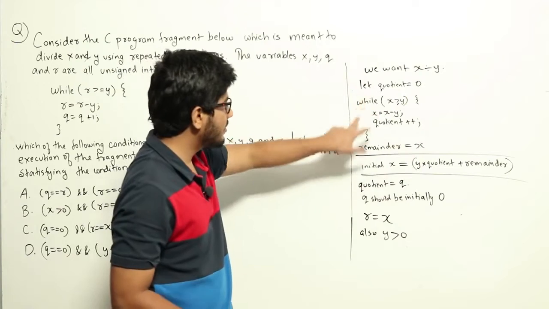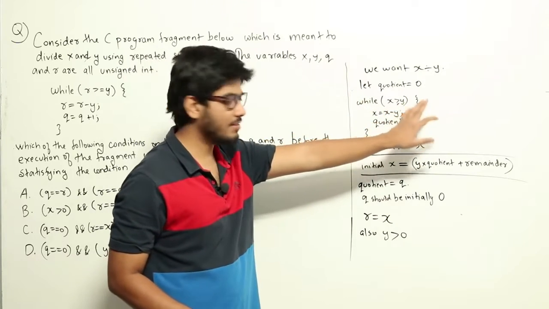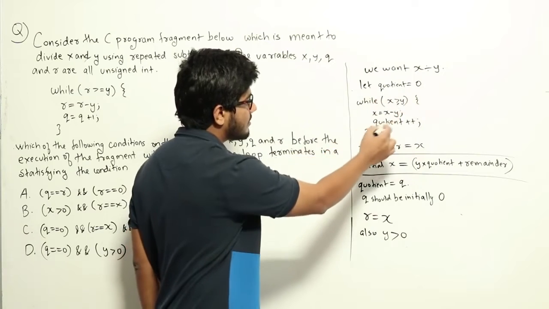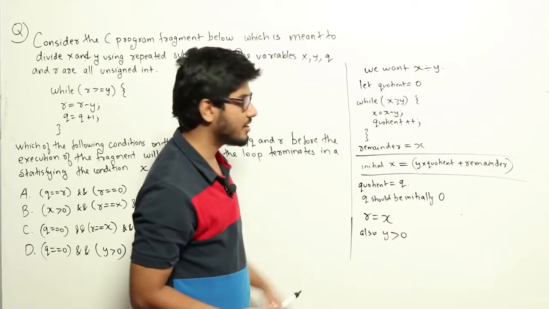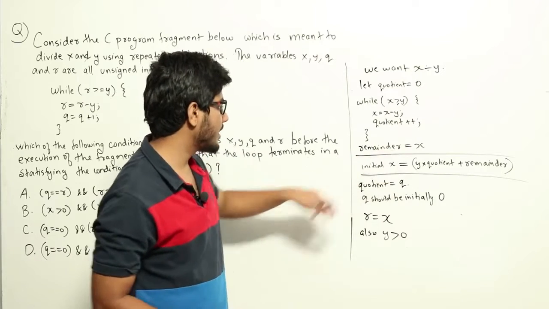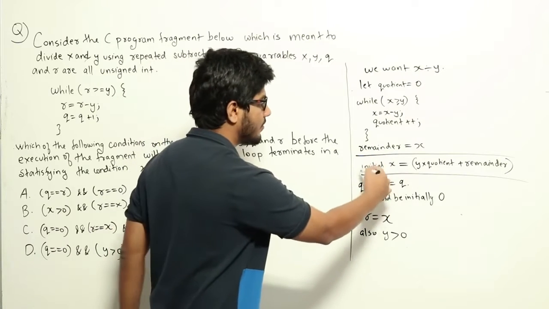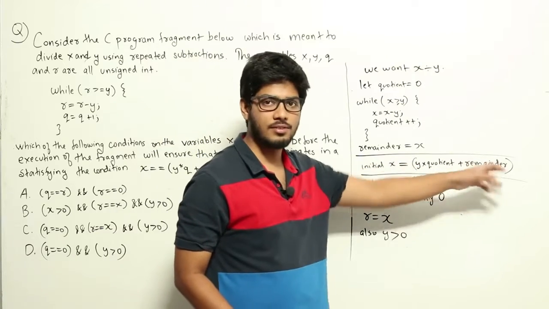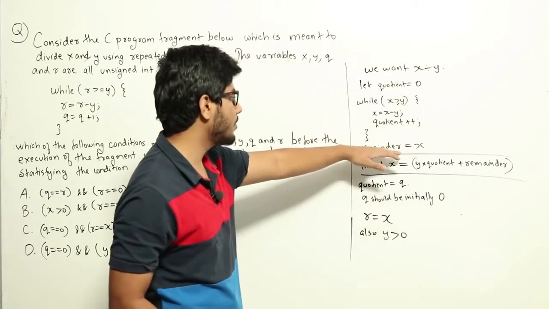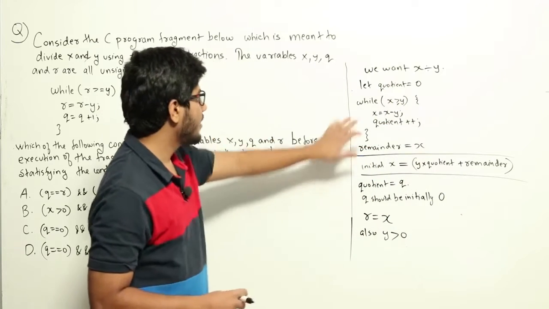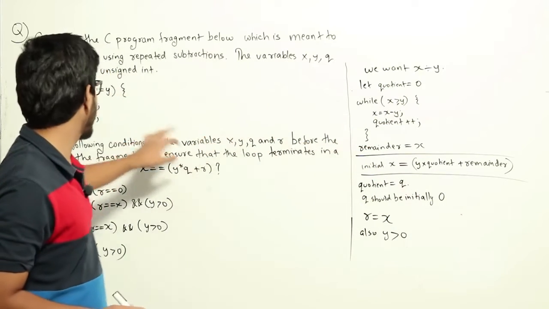Now if we do this, we will have done x divided by y, and the quotient would be stored in the variable quotient, and the remainder would be stored in the variable remainder. And now we can write the condition that what we initially had in x would be equal to y into quotient plus remainder. This will be satisfied. So this is the code for doing division of x with y. Now let us compare it with the code we have here.